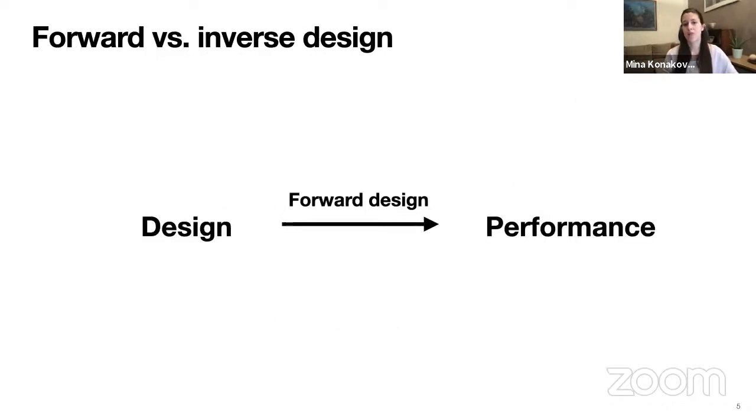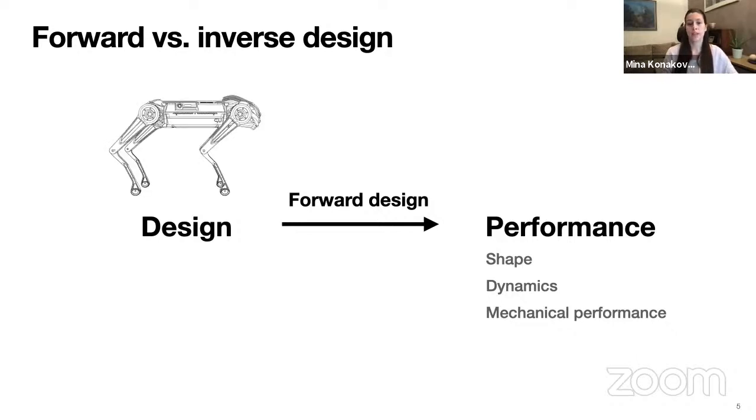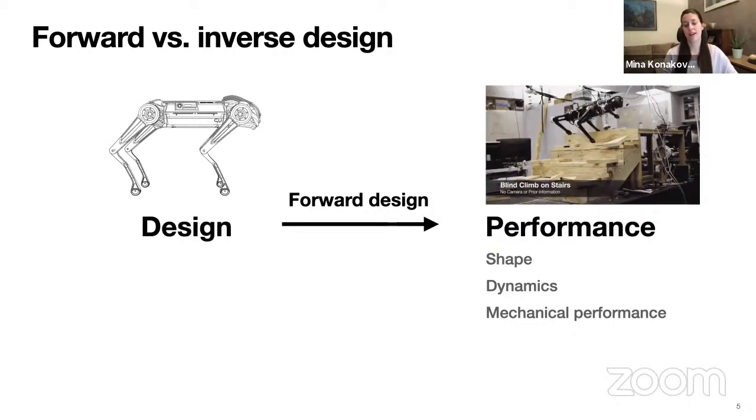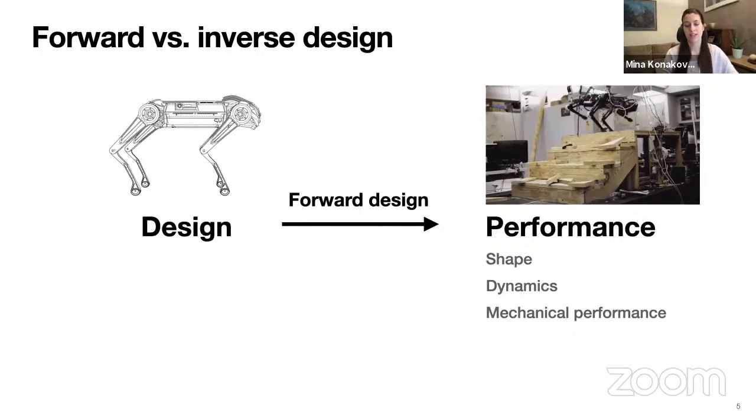We already saw how forward design works. We design an object and then we can check the performance. And the performance we can look for is, for example, whether the shape is right, whether the dynamics are good, or maybe how good is the mechanical performance of the object. And for example, we can design a structure of a robot and only then test how fast it can climb the stairs. And this is the forward design.